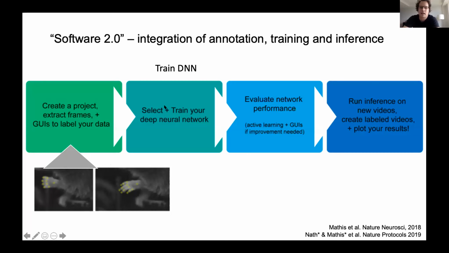And that's what happens in this step: select and make a train-test split, and then train your deep neural network. There's also some choice of what type of deep neural network you want to use, and we will discuss this a little bit. And then if you train your network, you want to evaluate it. That's also something we will talk about today a little bit.